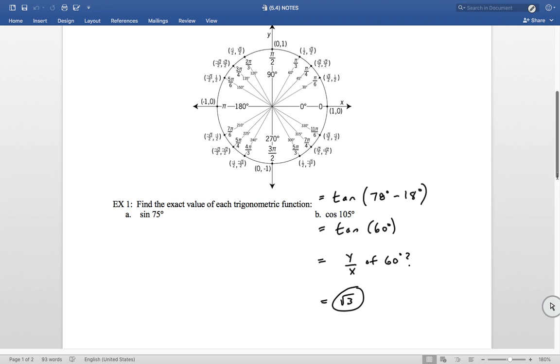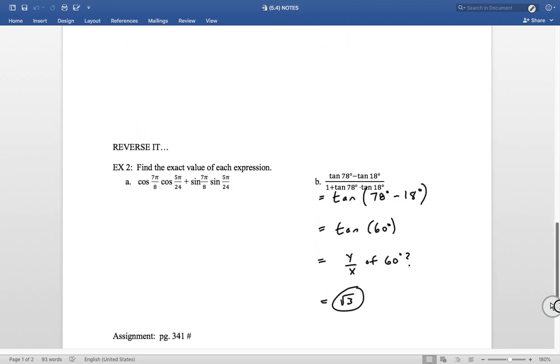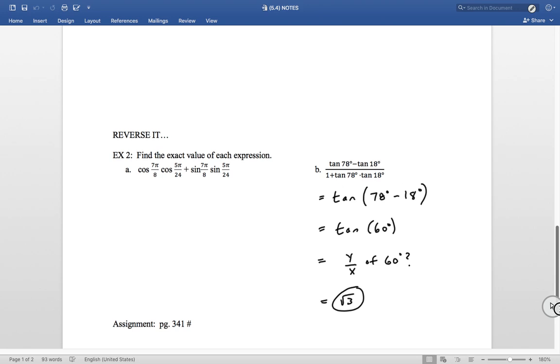So those are the section 5.4 notes. And I have really tried to set you up nicely to conquer some problems on this assignment. I want you to try numbers 1, 3, and 6. That's a sine identity, a cosine identity, and a tangent identity, just like our example 1 above. And then I want you to try 3 problems that reverse it: 11, 13, and 15. I would definitely check your odd answers in the back of the book. Make sure it's going well. Good luck. I hope these videos helped.